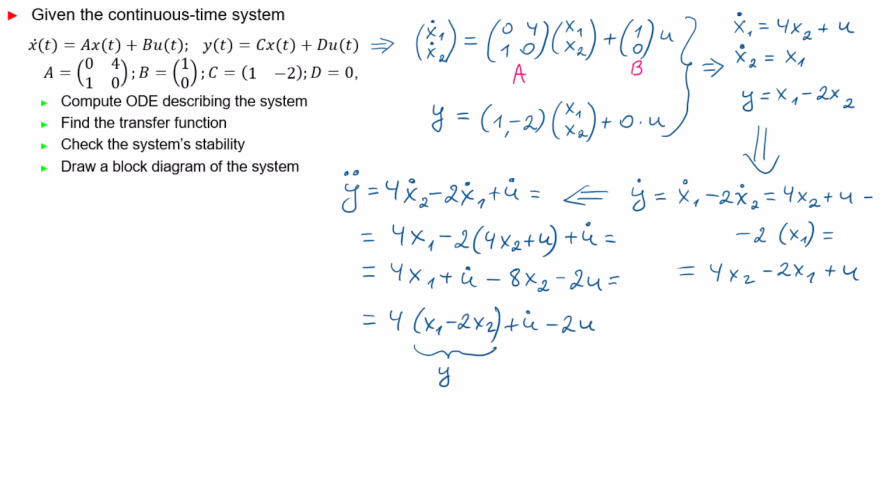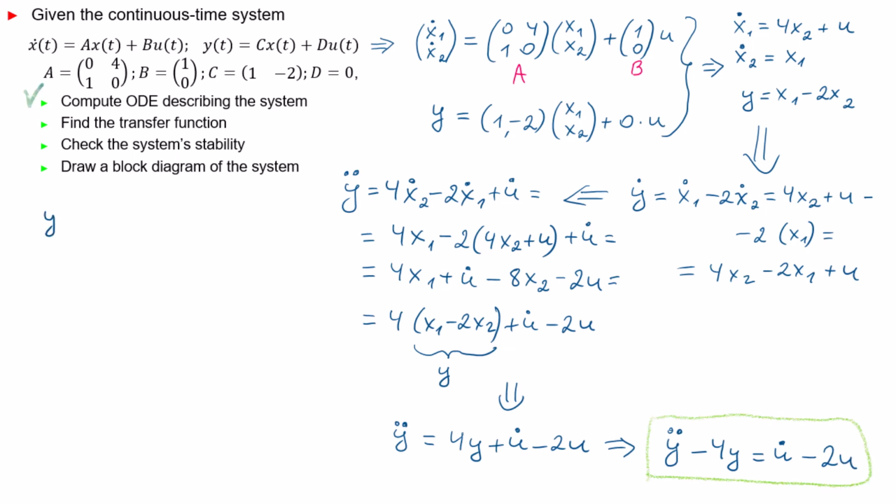So the differential equation that we get is y double dot equals 4y plus u dot minus 2u. And finally, we get the differential equation in the form that we would like it to have. And this is y double dot minus 4y equals u dot minus 2u. Alright, so we completed the first task.